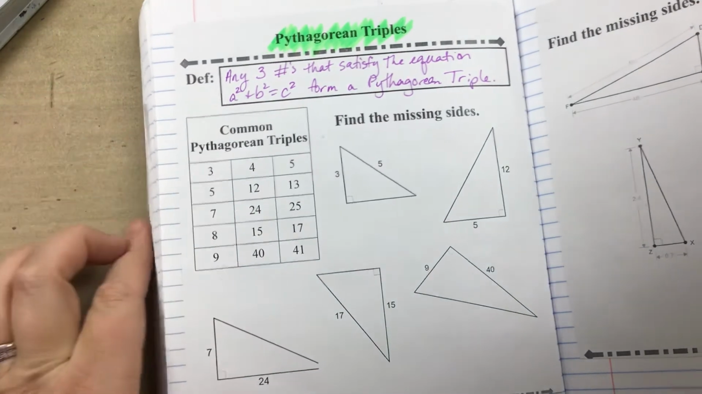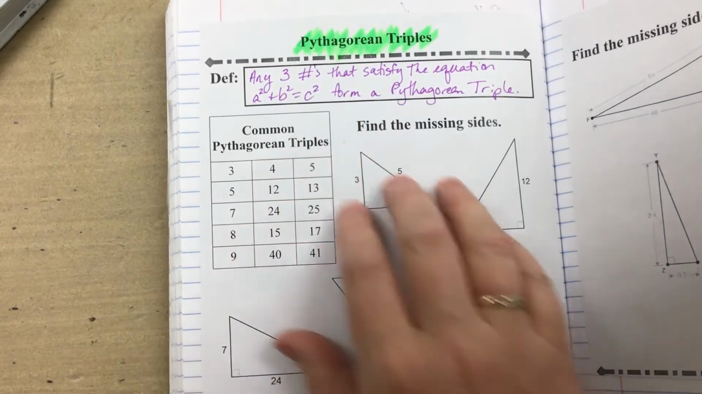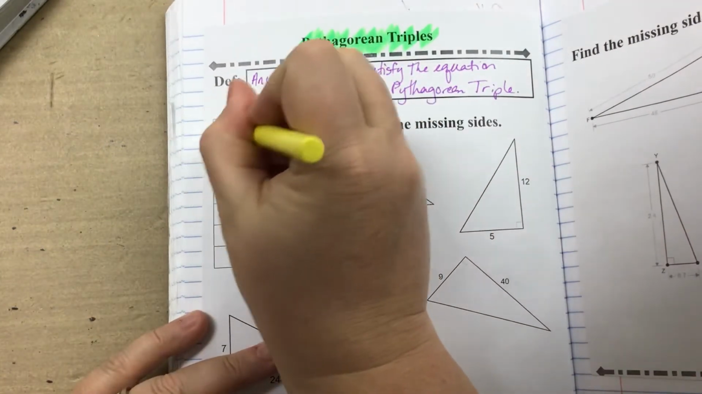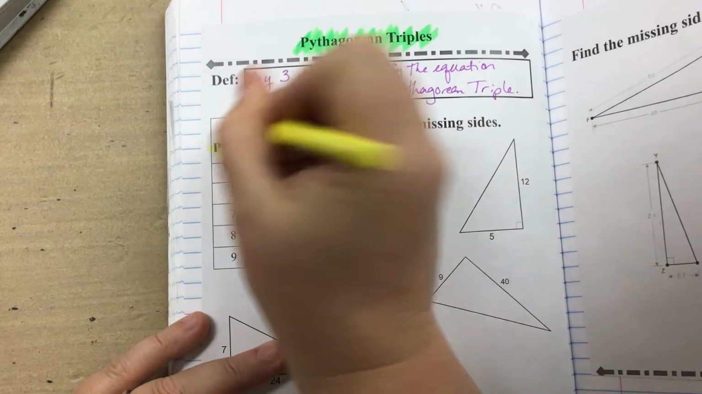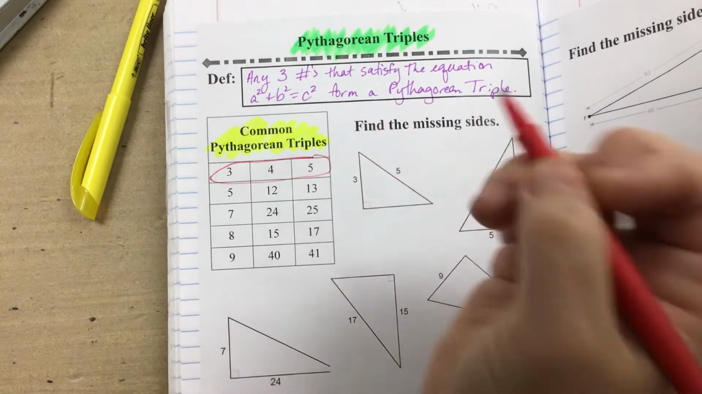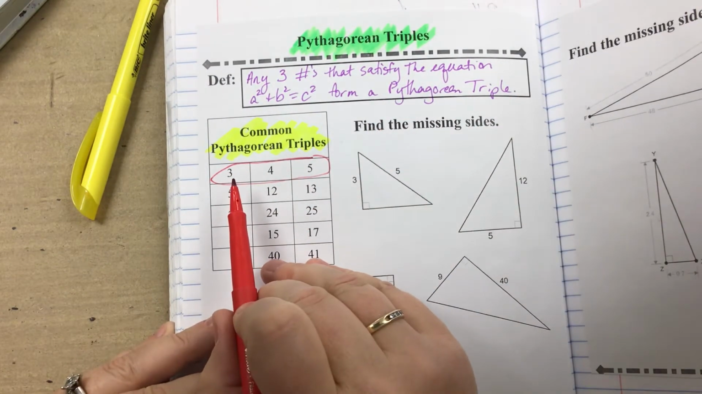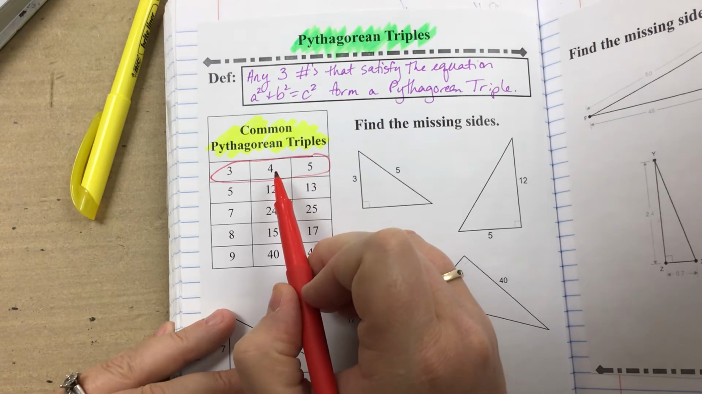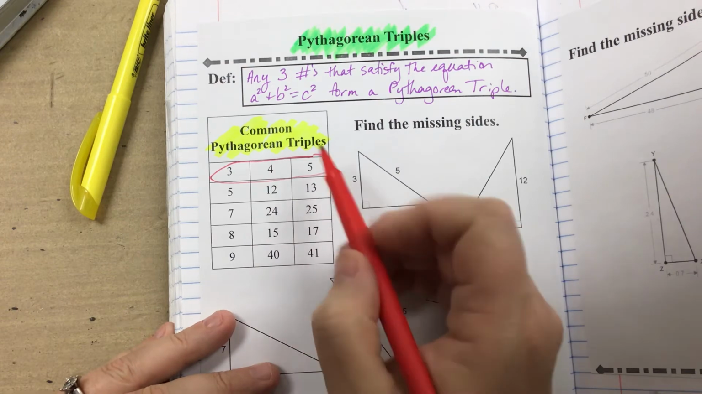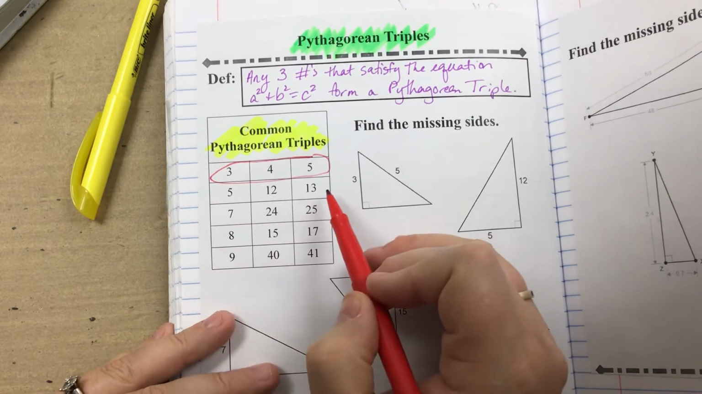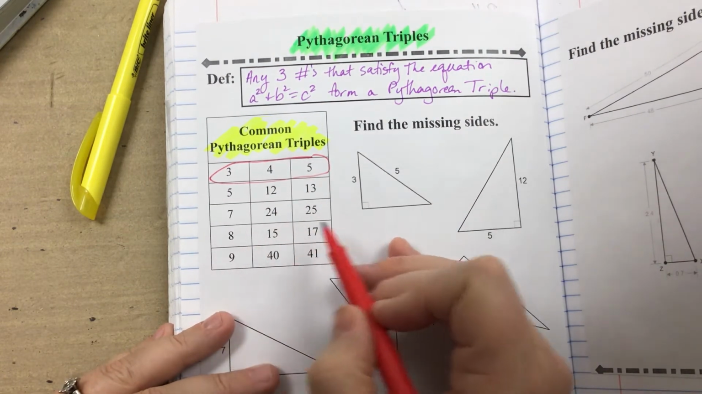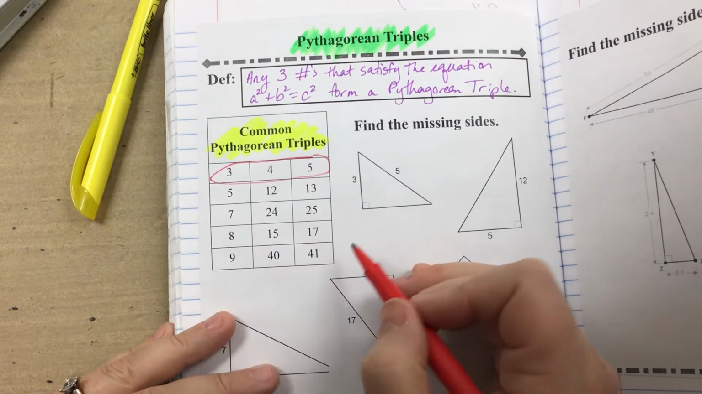So there are 5 that you have listed in your notebook here that I expect you to know. These are common ones. So these are, again, our common Pythagorean triples. For example, we have 3, 4, 5. Think about it. 3 squared is 9. 4 squared is 16. 9 plus 16 is 25. The square root of 25 is 5. 5, 12, 13 works as well. 7, 24, 25. 8, 15, 17. And 9, 40, and 41.